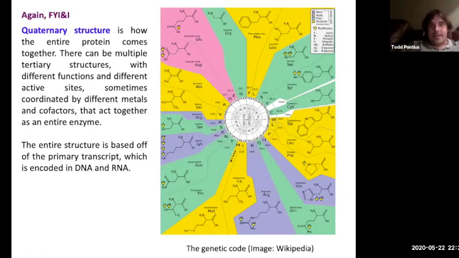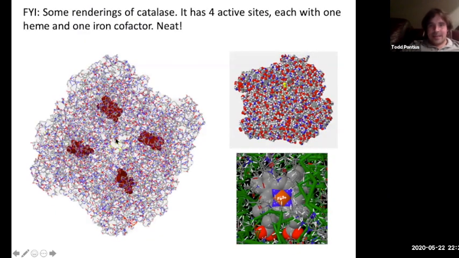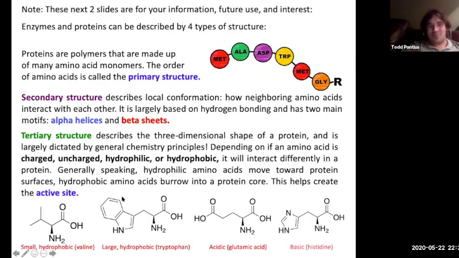Behold the genetic code and the various codes that we get from our DNA to our RNA to the transcript of primary structure that we get for our enzymes. It's just so neat, so neat. Finally, quaternary structure is when you have multiple three-dimensional structures that come together to create a larger molecule. Like catalase, we can see over here. Catalase basically has these large different domains that come together. There's 4 active sites in it. Just really, really neat.